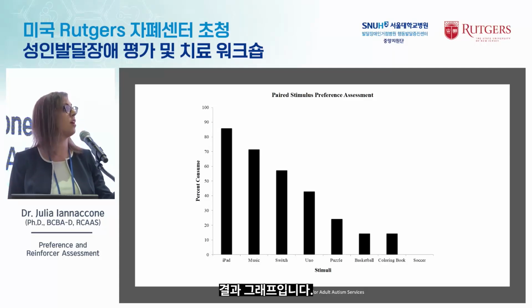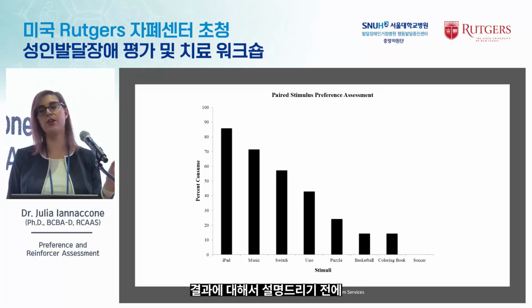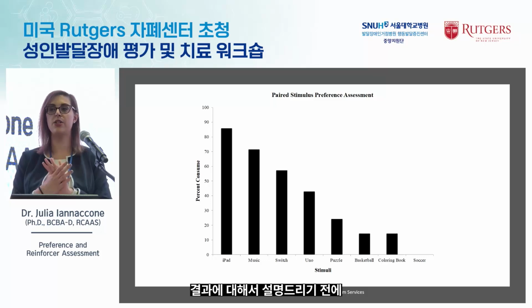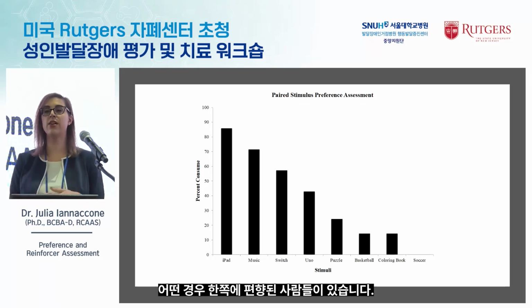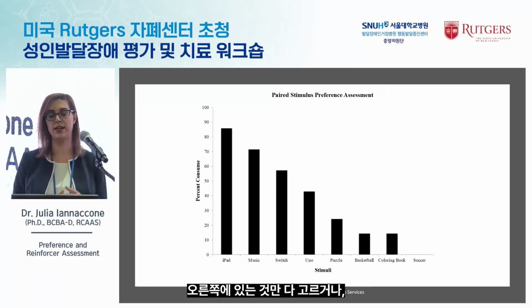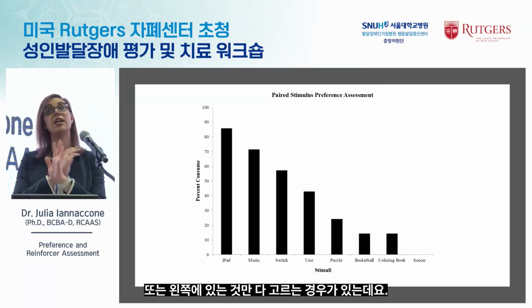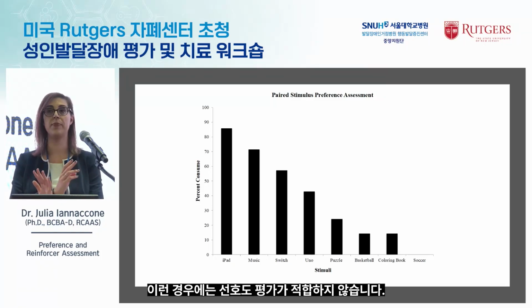And so here's a graph of the results. But really quickly, before I talk about the results, I want to talk about something that you have to keep in mind as you're running this. Some individuals have what we call a side bias, which means they just pick everything on the right, or they pick everything on the left. It doesn't matter what's there. If that's happening, this is not the preference assessment to do. You should switch what you're doing.